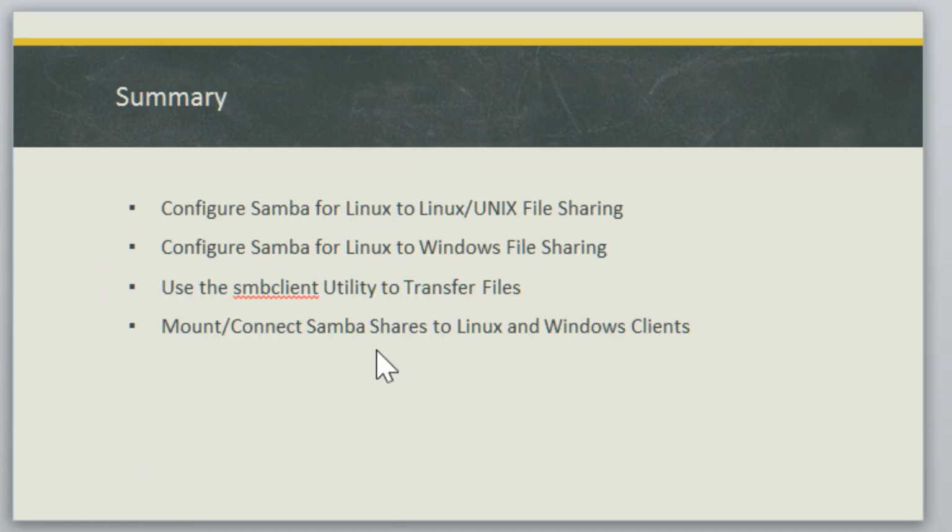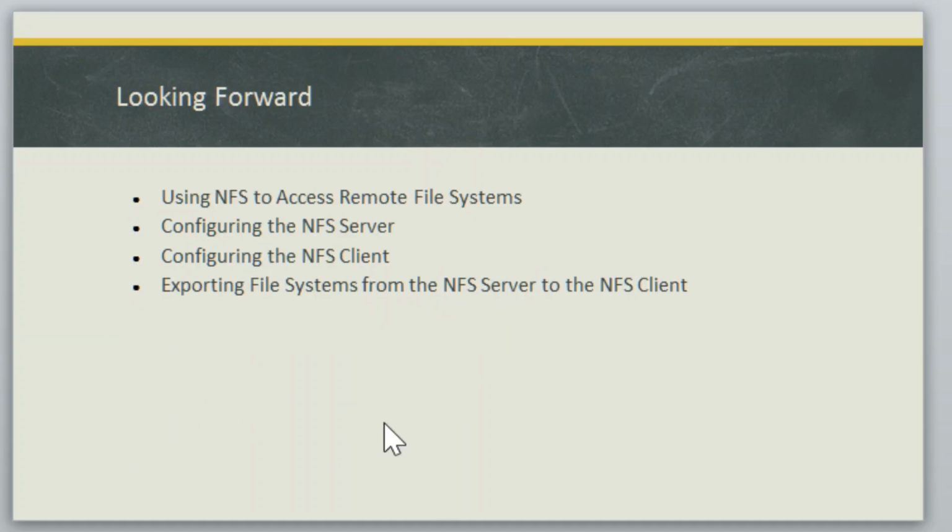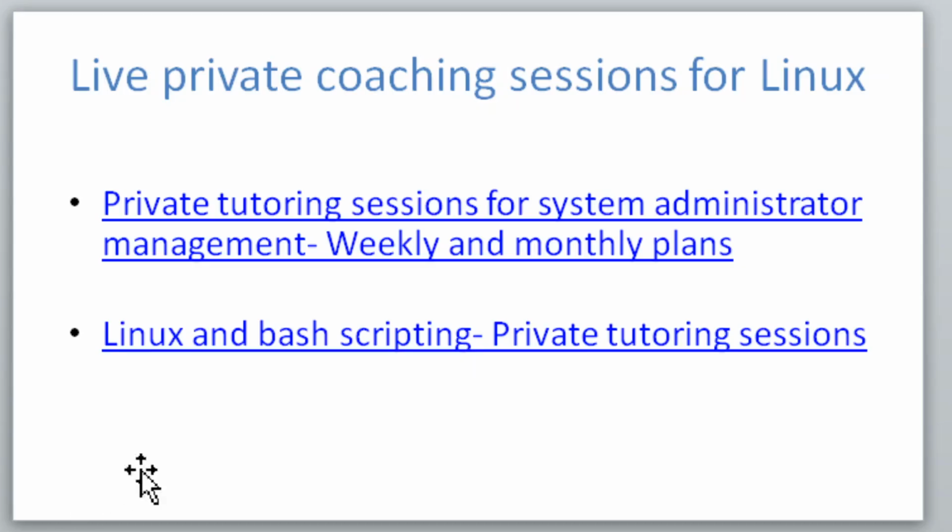So in summary guys, we talked about how to configure Samba for Linux to Linux Unix file sharing, configure Samba for Linux to Windows file sharing, using the SMB client utility to transfer files, and how to mount and connect Samba shares to Linux and Windows clients. In the next session, we're going to be talking about NFS to access remote file systems, configuring the NFS server, configuring the NFS client, and exporting file systems for the NFS server to the NFS client. Okay, and guys, NFS is just network file sharing. It's very similar to Samba, like we were just talking about.